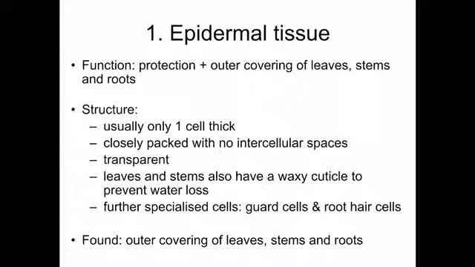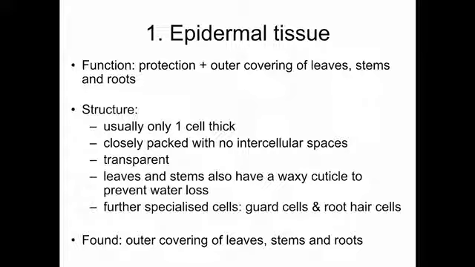What's important though is that there are no intercellular spaces between those cells. And that's a protective feature to prevent other organisms like viruses or bacteria or protists from gaining access to that individual. Your epidermal tissues are transparent. In leaves and stems, this is obviously vitally important because it allows sunlight to penetrate so that photosynthesis can take place. On leaves and stems also, the above ground portion of the plant, there is a waxy cuticle.